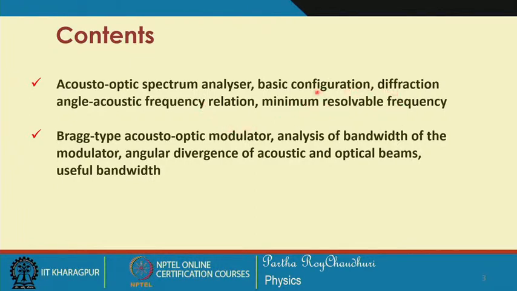On the earlier occasion, in the case of the deflector, we looked at the minimum resolvable spots, and here it is the individual frequencies that can be resolved by this instrument, the limit of that. Then for this Bragg type modulator, we will analyze the bandwidth, looking at the angular divergence of the acoustic wave and the optical beams, and from there we will look at the useful bandwidth.